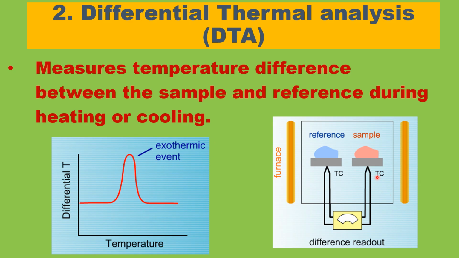Suppose the sample undergoes an endothermic change upon heating. Here the graph will be inverted, like this. If it is endothermic, heat is absorbed by the sample. In exothermic, heat is released, so temperature increases, whereas in an endothermic process, the heat is absorbed by the sample, therefore the temperature decreases.